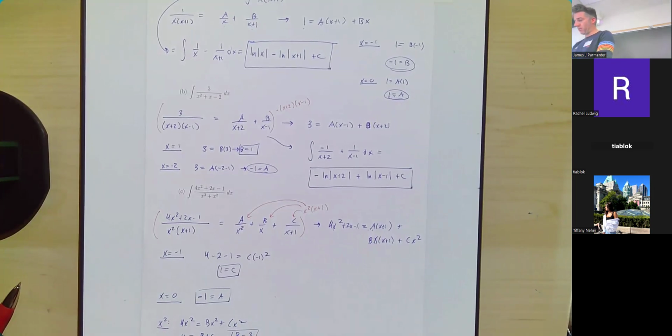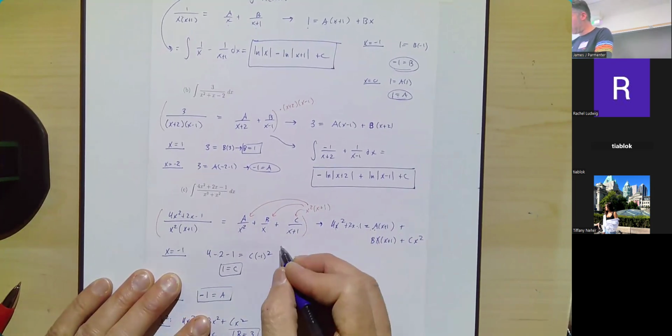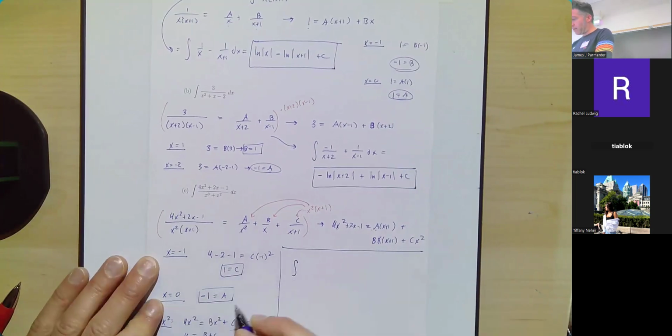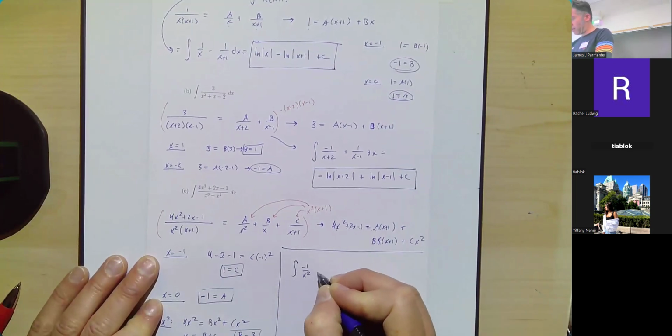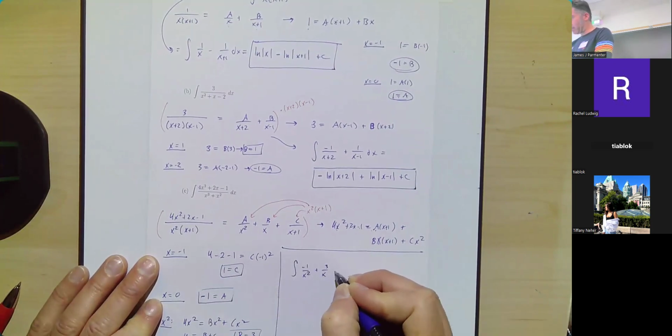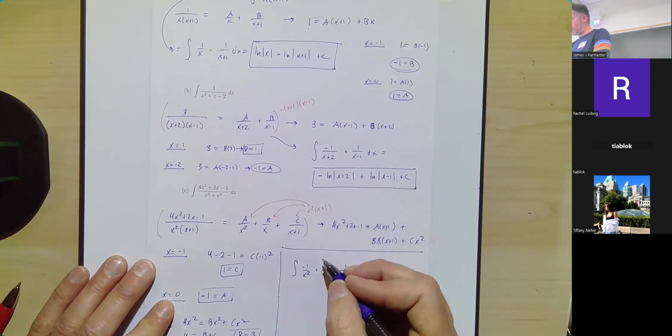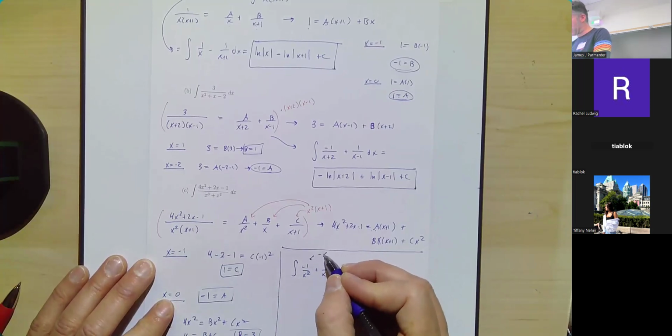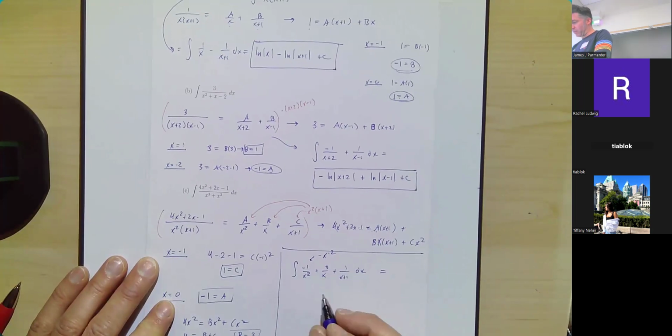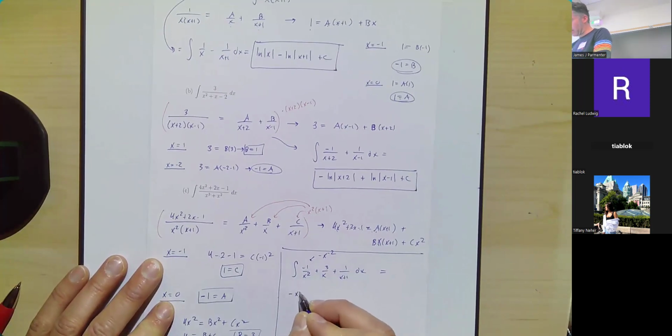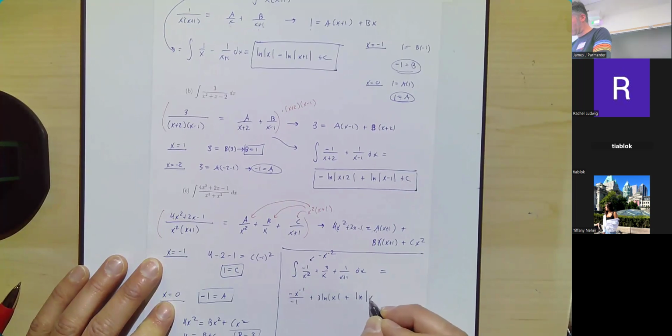And then we can do our integral. We're going to have the integral of -1 over x squared plus 3 over x plus 1 over x plus 1. So I might rewrite this as negative x to the -2. When I integrate, I'm going to get negative x to the -1 divided by -1 plus 3 times the natural log of the absolute value of x plus 1 times the natural log of the absolute value of x plus 1.